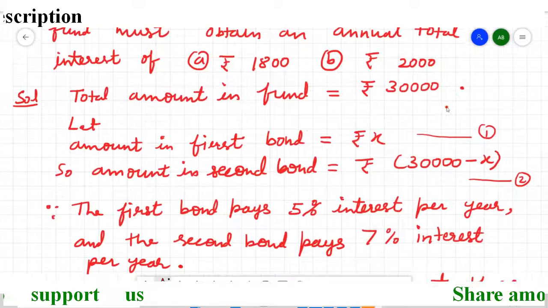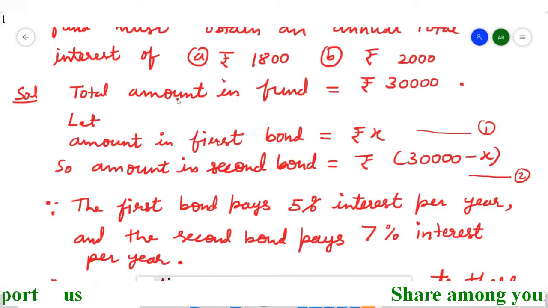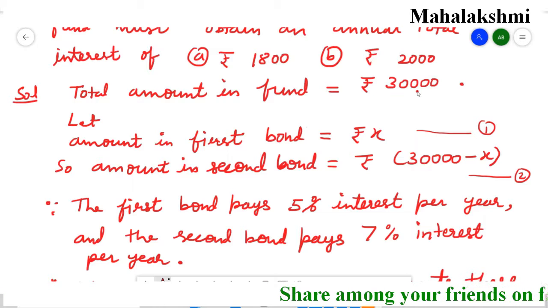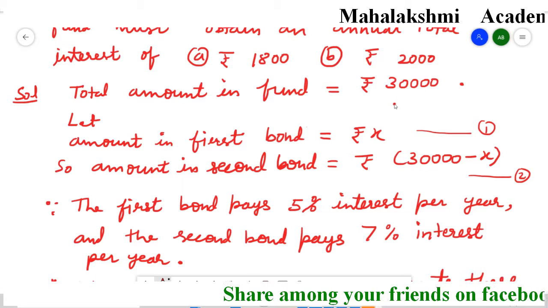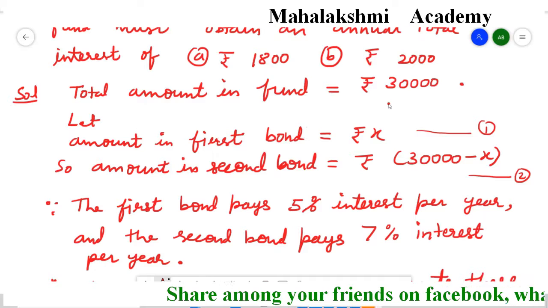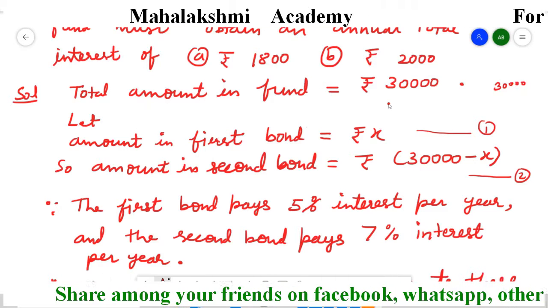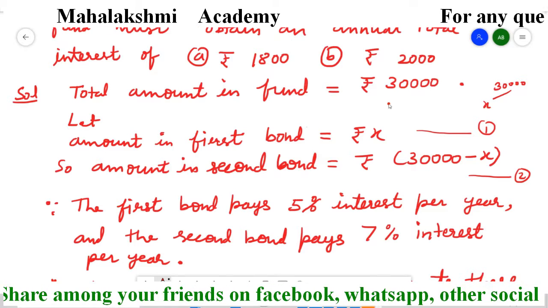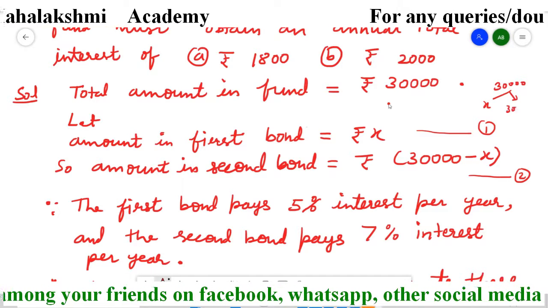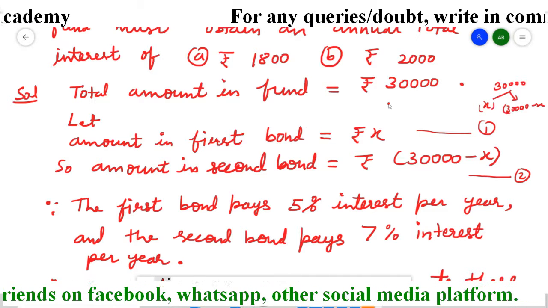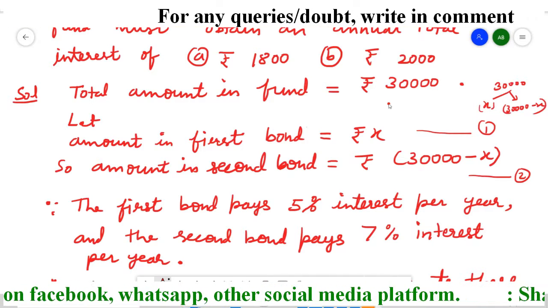So in the solution I wrote here the total amount in fund. So that is how much? Rupees 30,000. Clearly it is written. And now this 30,000 we have to split in two parts, students. So suppose one part is x, then the other part is going to be 30,000 minus x. So like this we have to split them.